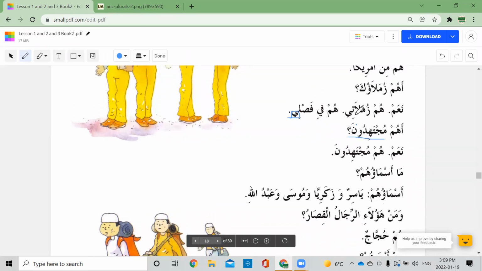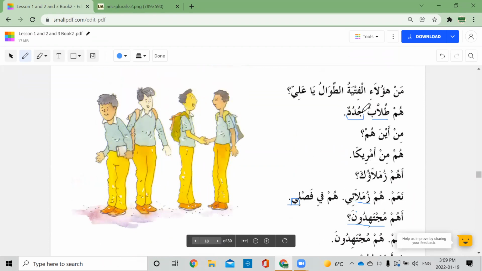This is a sound plural, yes. For example, here, this one, zumala'i, the root was zamil, right? Zamilun becomes zumala'i. So this is a broken plural. Let's do one thing.